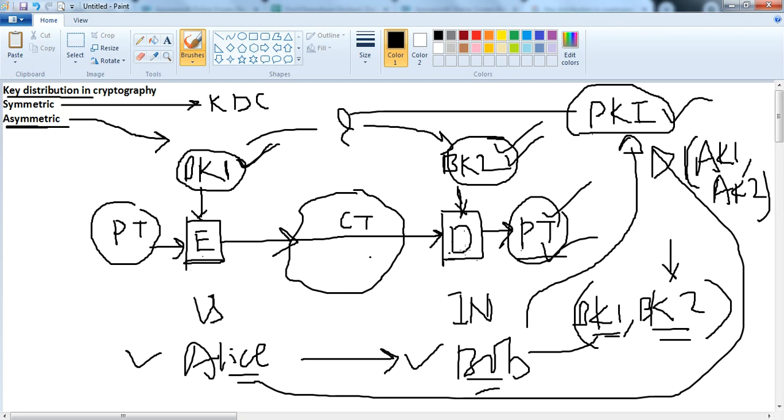This is the logic behind how to distribute the asymmetric key between the users.